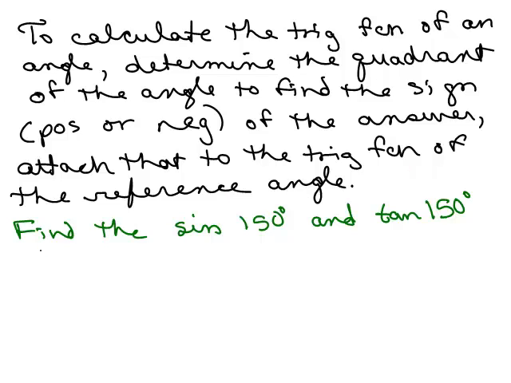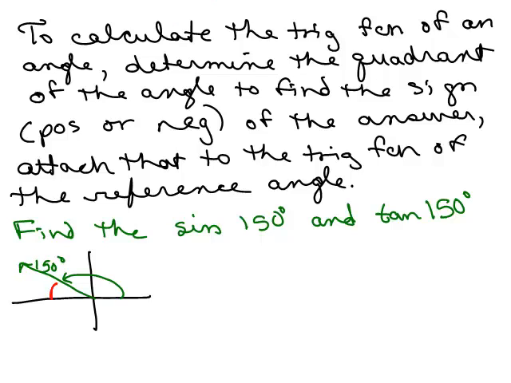And then you attach that sign, positive or negative, to the trig function of the reference angle. So here's an example. Find the sine of 150 degrees and the tangent of 150 degrees. So first step is just figure out the reference angle. So let's see. If I do that, I know that it's over here, 150 degrees.